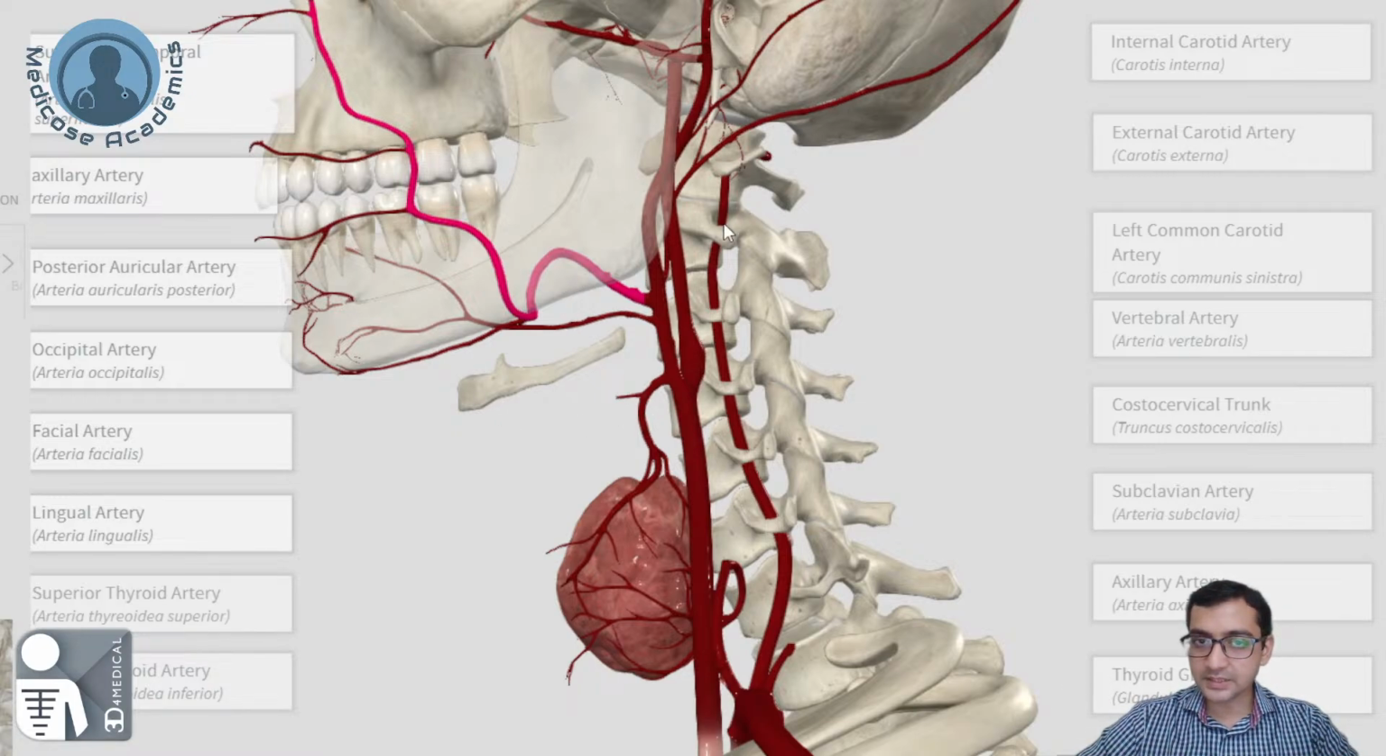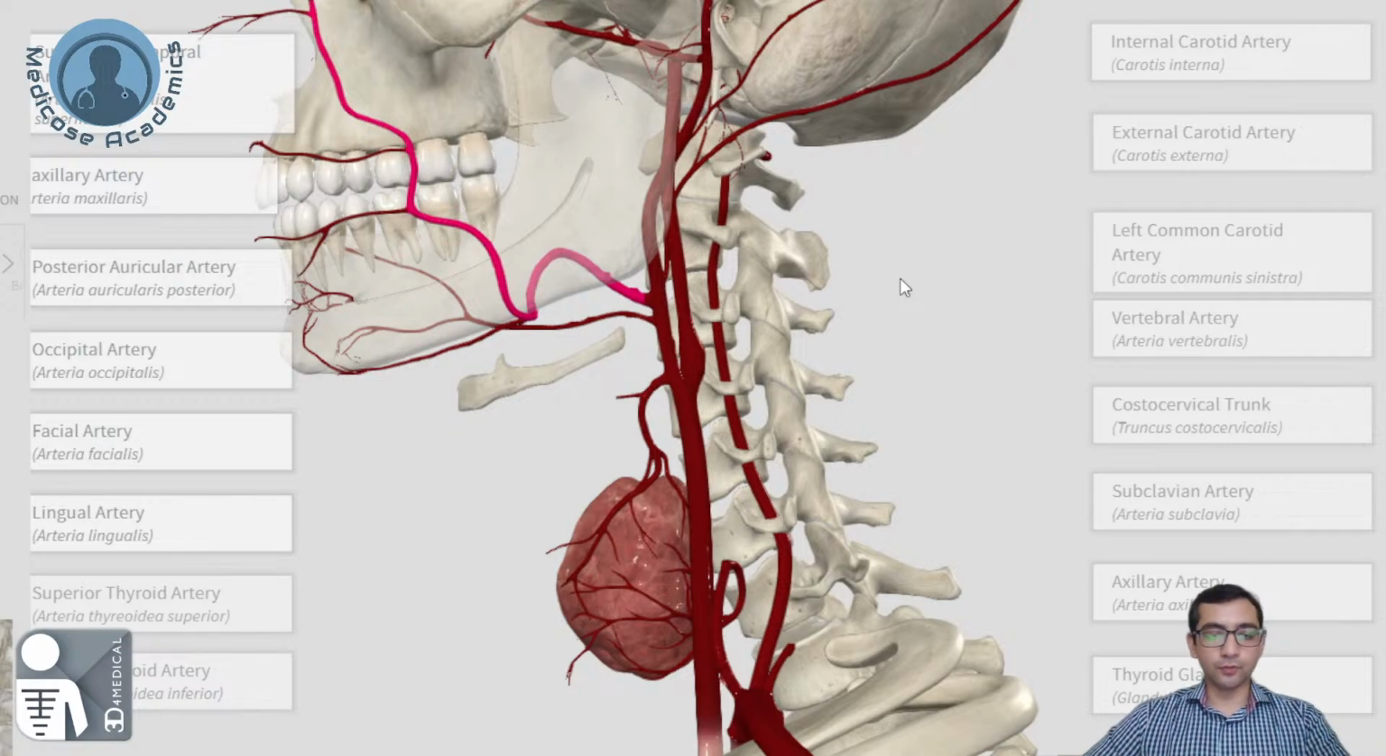So we are done with 5 branches. Let me repeat. We talked about the 2 terminal branches, superficial temporal and maxillary. We talked about 3 branches that are moving from the anterior aspect: superior thyroid artery, lingual artery, and facial artery. There may be a common origin of the facial artery and the lingual artery, and that is usually known as the linguofacial artery. So 5 done, we are left with 3 branches.